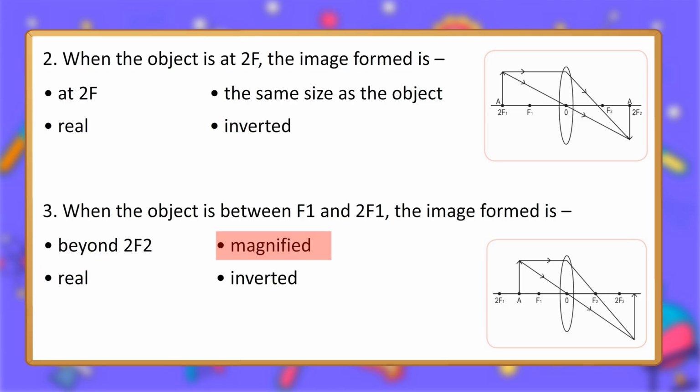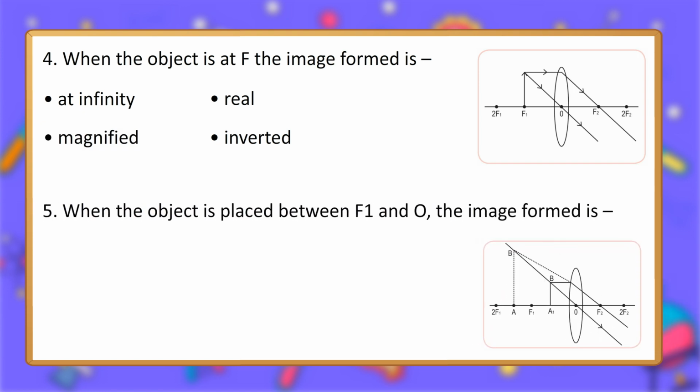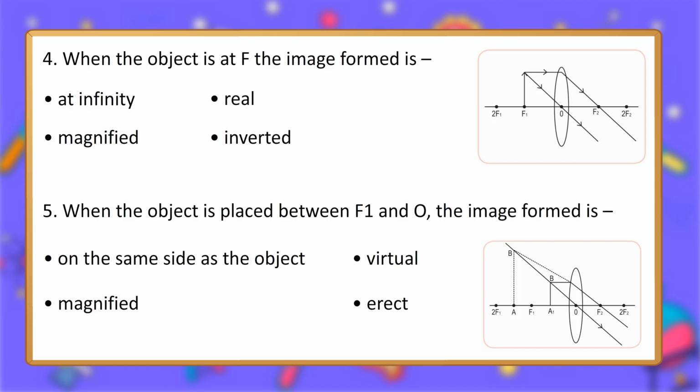Real. Magnified. Inverted. 4. When the object is at f, the image formed is at infinity. Real. Magnified. Inverted. 5. When the object is placed between f1 and O, the image formed is on the same side as the object. Virtual. Magnified. Erect.